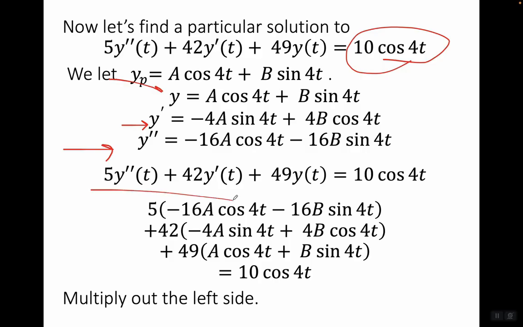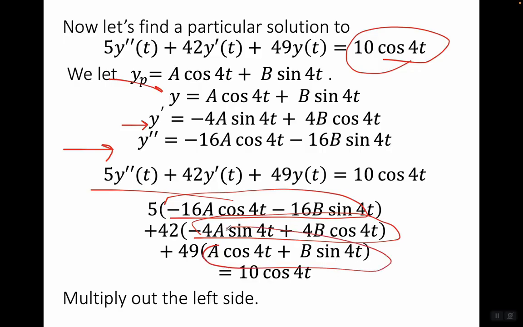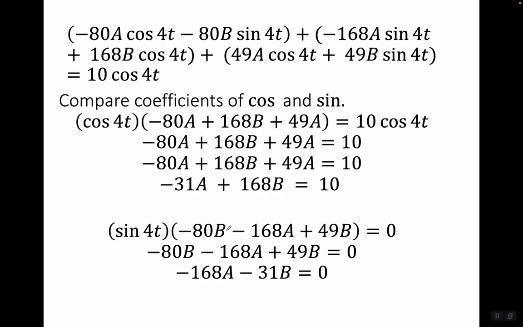We're going to plug all of that into this differential equation so that we get 5y double prime plus 42y prime plus 49y equals 10 cosine 4t. Now we multiply out the left side, and we end up with this big, messy equation. Let's compare coefficients of cosine and sine. So we have cosine 4t times negative 80a plus 168b plus 49a. Cosine 4t times that equals 10 cosine 4t. Simplify that by dividing both sides by cosine 4t, and we end up with negative 80a plus 168b plus 49a equals 10. In other words, after simplification, negative 31a plus 168b equals 10.